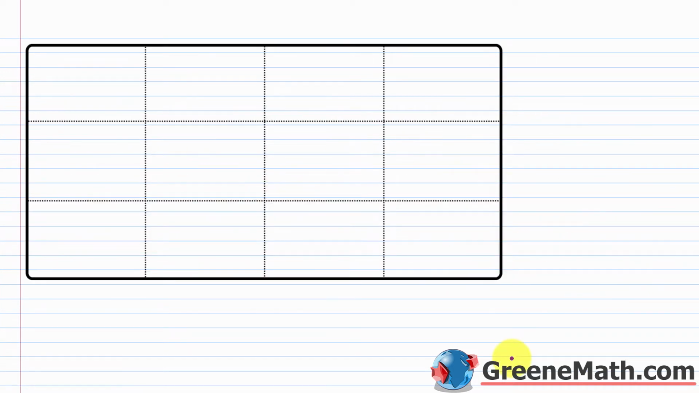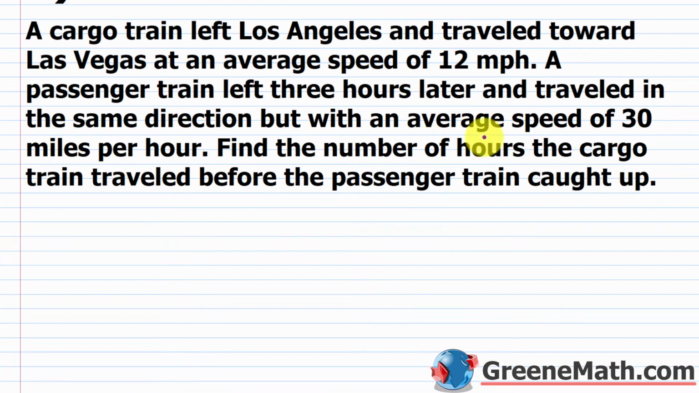All right, so once again, I'm going to set up a little table. So I'm going to put distance is equal to the rate of speed times the time traveled. And in this case, we're going to have a cargo train, so let me just put CAR for that, and a passenger train, I'm just going to put PAS for that. Now coming back up here, what we want to find is the number of hours the cargo train traveled before the passenger train caught up.